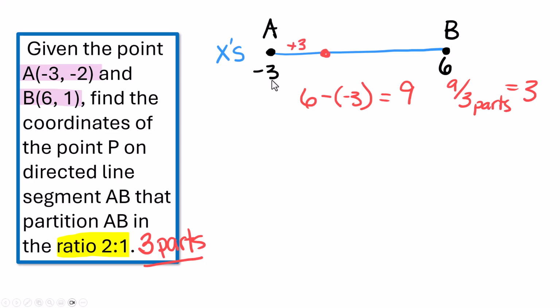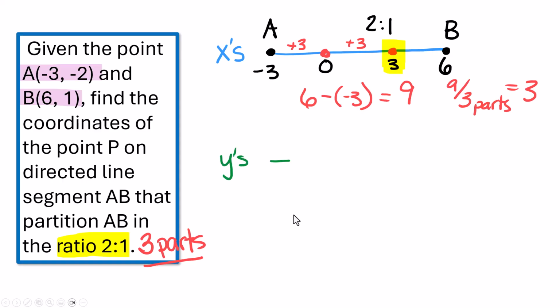I know I would have to add 3 to -3, and that would land me at 0. This point, I'd add 3 again, and that would be 0 plus 3, which is 3. I know my ratio is 2 to 1. I have 2 parts here, 1 part there. This is the X coordinate of my answer.